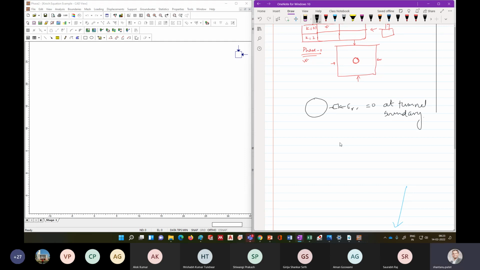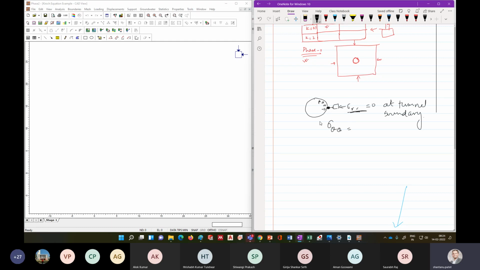Does anybody have a question about this, like why sigma r equals 0 at the tunnel boundary? Because nothing is there to give a stress or to push it from inside. So at the boundary, in the direction perpendicular, towards the radius, the stresses are 0. The only thing we are worried about is sigma theta theta, and we need to see how it is changing.